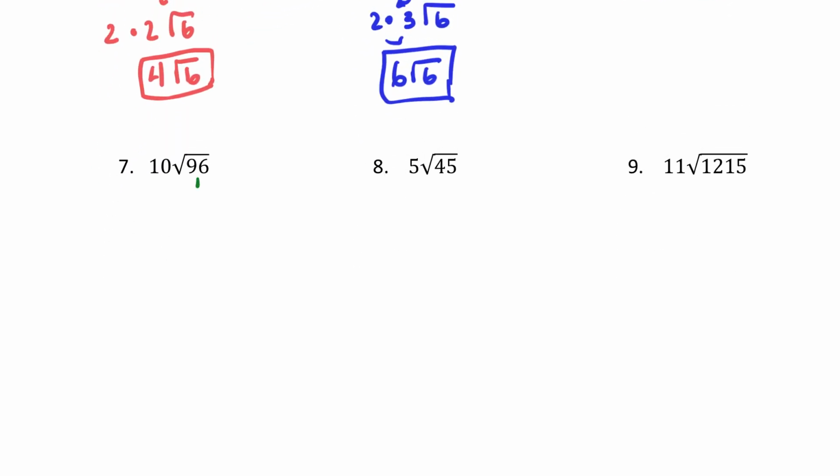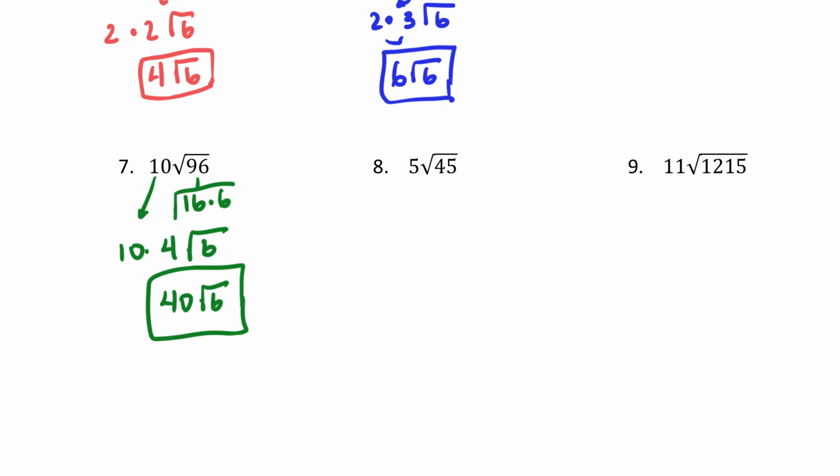So this 96 we already did, that's 16 times 6, and the square root of 16 would be 4. And we have this 10 on the outside here, and then left over square root 6, so this would be 40 root 6. And on this next one for 45, we know that 9 goes into it 5 times. So this is the square root 9, square root 5. If you want to look at it like that, I have this 5 on the outside. Square root of 9 is 3. So 5 times the 3 times the square root of 5, which is 15 root 5.